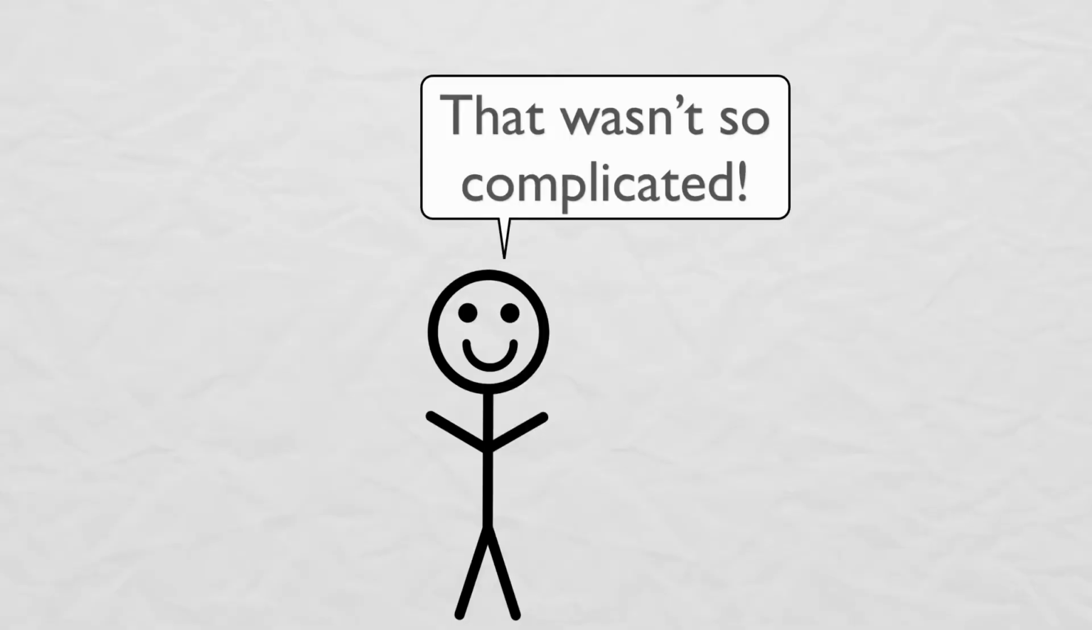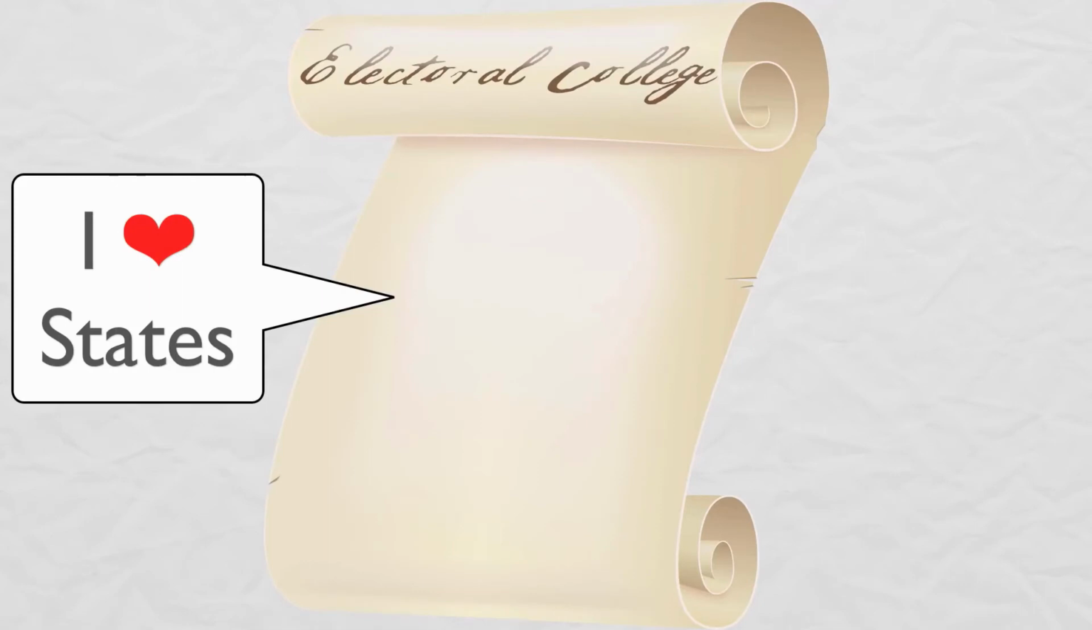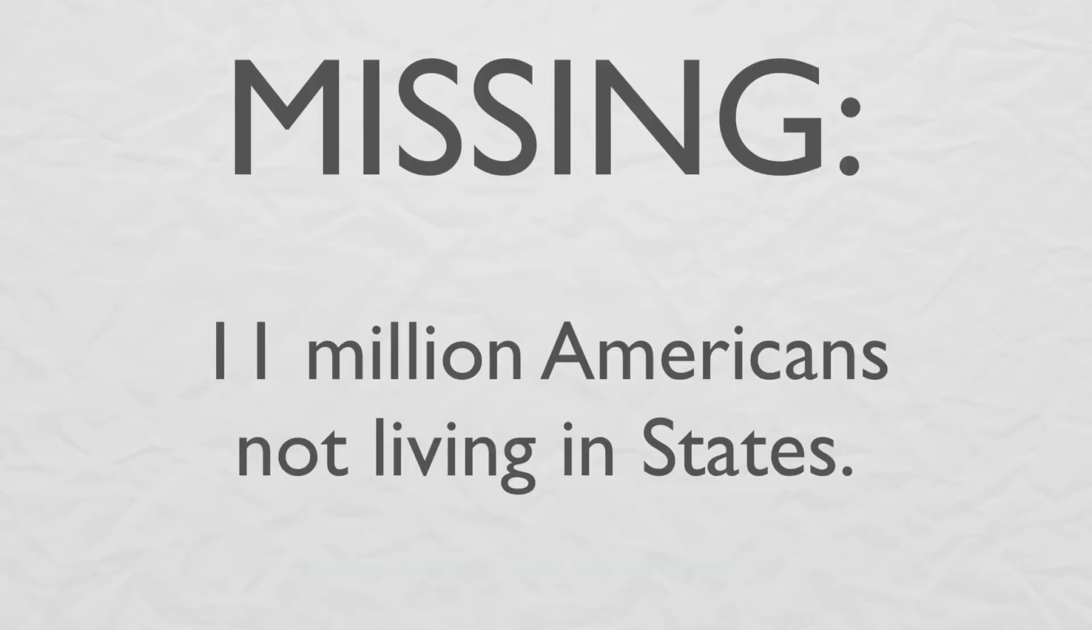That wasn't so complicated, you say? Well, there were a few details left out. The Electoral College loves states, but what about the 11 million Americans who don't live in a state? What happens to their vote, and where are these people hiding?